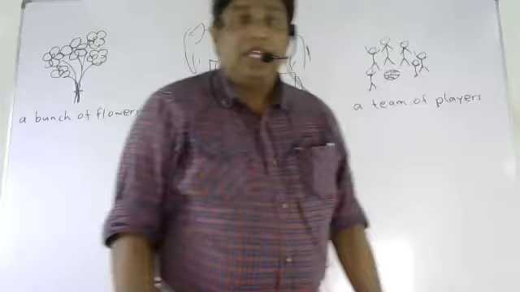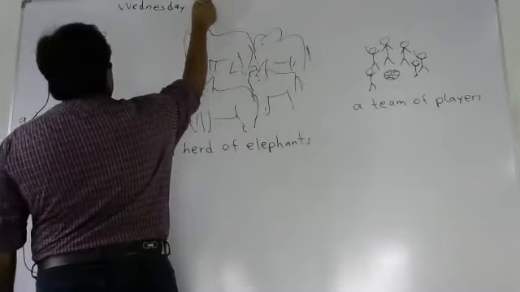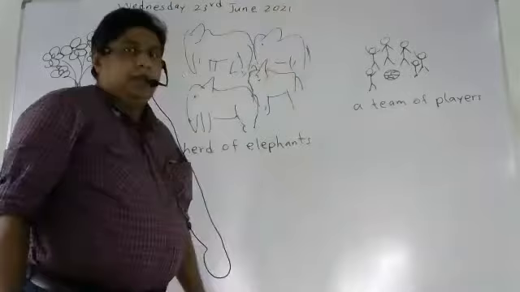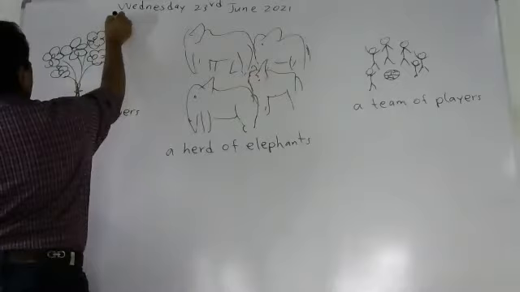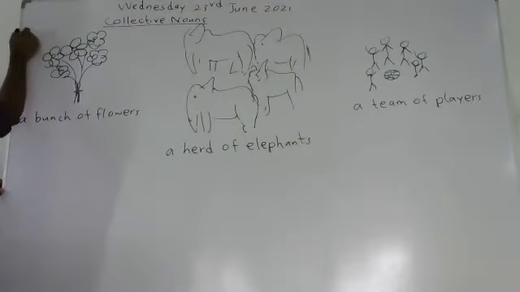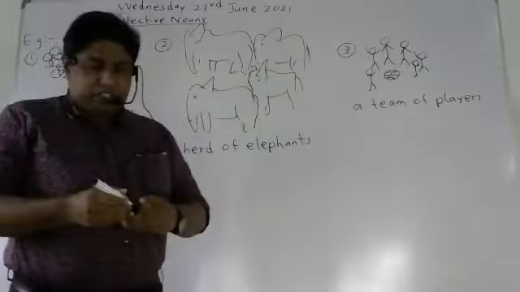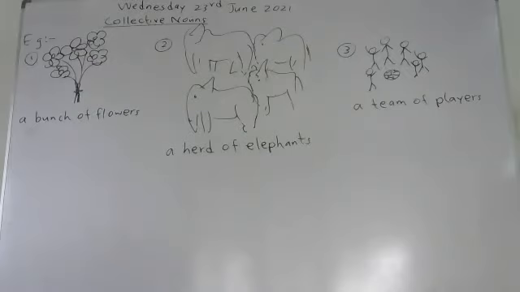Now take your writing books, please. Take the writing books and put the date. Then after that, you have to write the topic, collective nouns. Put the topic collective nouns and draw these examples. This is example number 1, this one is example number 2, and this one is example number 3. Draw the pictures, and you have to write the collective nouns there. A bunch of flowers. A herd of elephants.